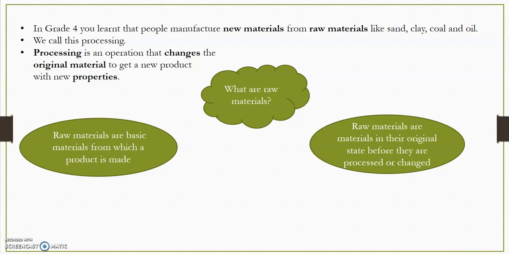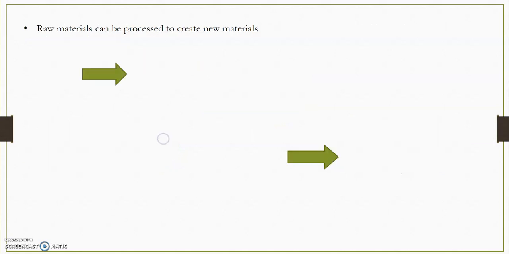Some of them have been processed already, but then you've got to put them together to come up with yet another new product. So raw materials can be processed to create new materials. For example, look at this picture here. I've got my raw material, which is my maize or my corn. When you go into a maize field, you're going to find your corn in this state here. That is corn in its original state.